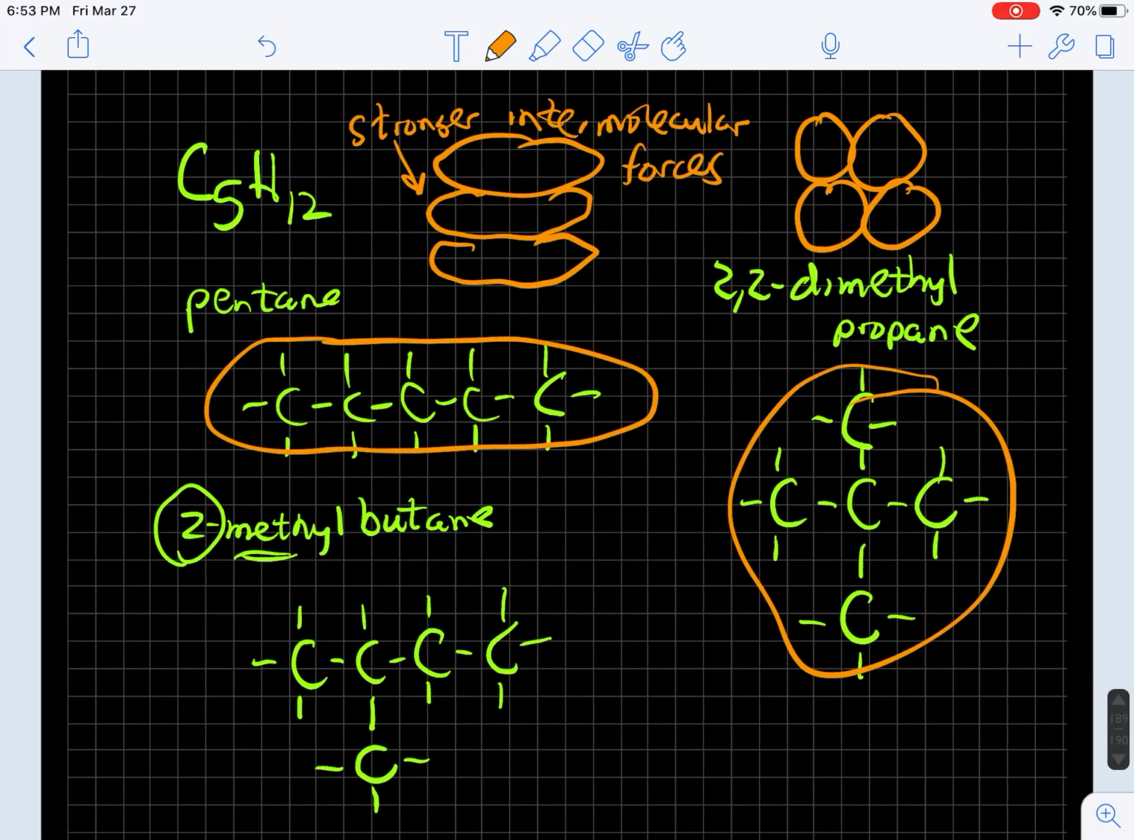So each of these 3 compounds are going to have different melting points, different boiling points, different chemical reactivities, even though they all have the same formula, C5H12. So again, that is called a structural isomer, where you're changing the order in which the carbons are connected.